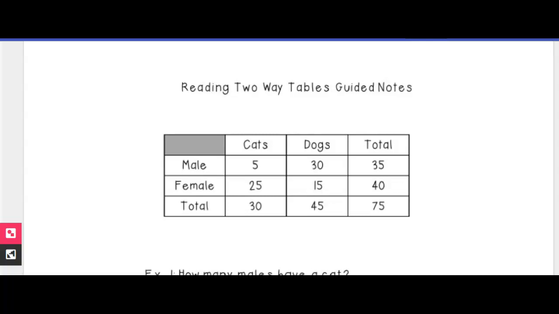So really quickly, this is called reading two-way tables. A two-way table is literally a table that has a measurement of two different items or two different categories. So for example, in this one, we're talking about pets, because that's what dogs and cats are, and your gender, so either you're male or female. So that's our two items or two categories that we're going to be talking about.